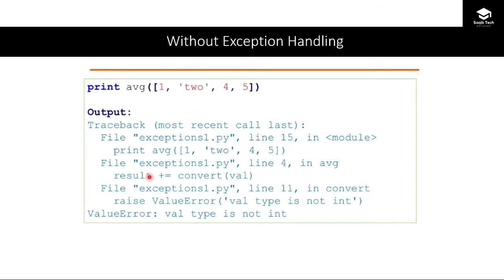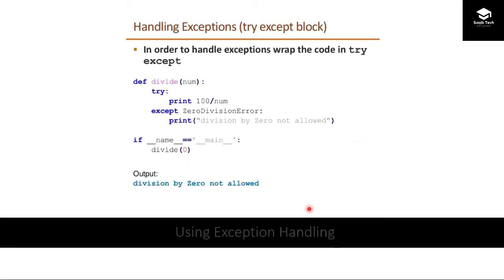So what will my program do? My program will give this type of error. You can see this type of error, value type val type is not int. So it will stop my execution and it will not continue my program. So I must handle that exception.